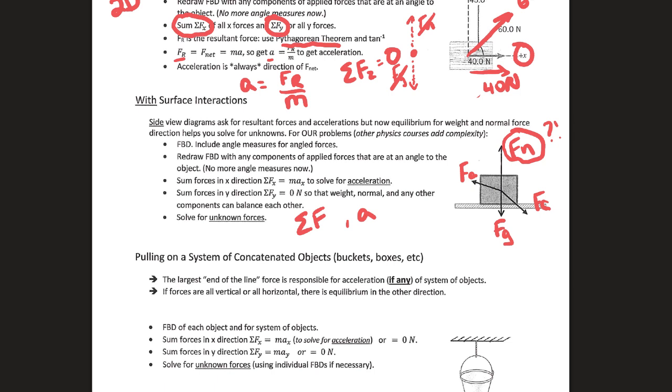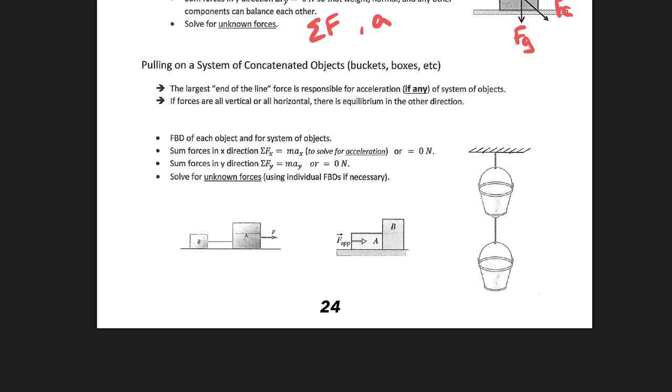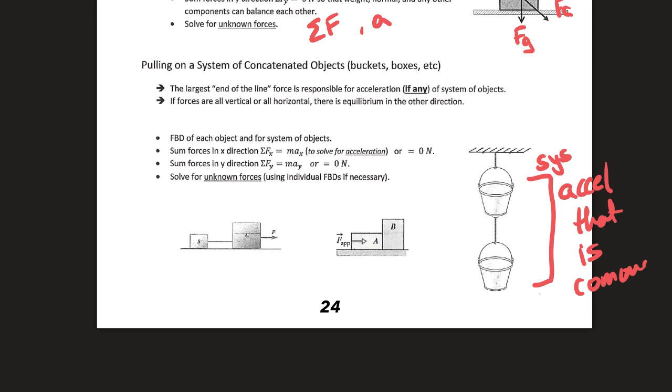Lastly, the most challenging one, although it's in many ways the most fun, is what we might call concatenated systems. Really, it is a system of multiple objects, and what they do is they have a single acceleration, an acceleration that is common to all. And you say, well, wait a minute, those buckets are not going to accelerate at all. They're just hanging from a ceiling. Correct. They have an acceleration of 0.